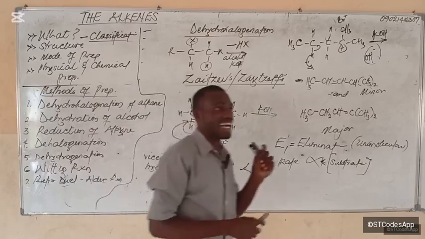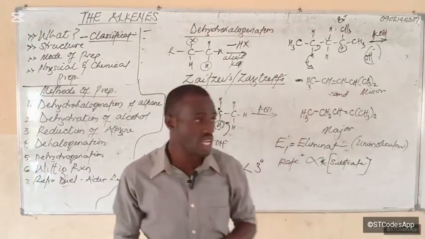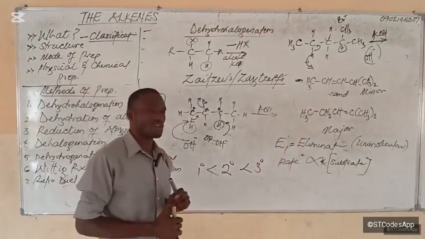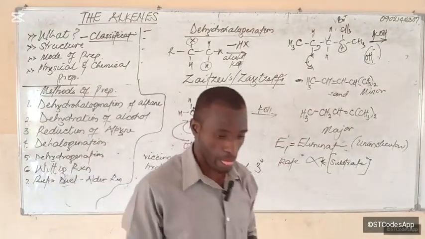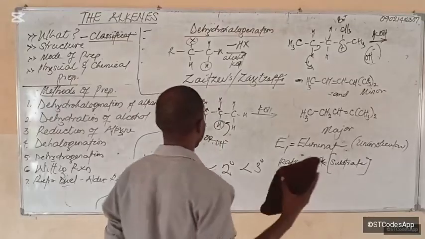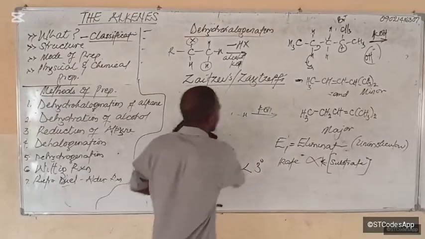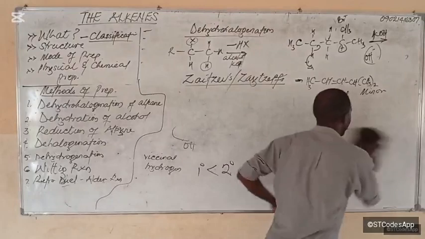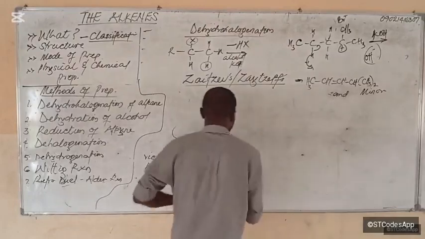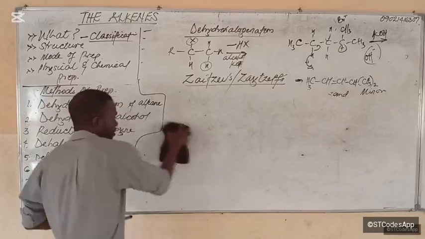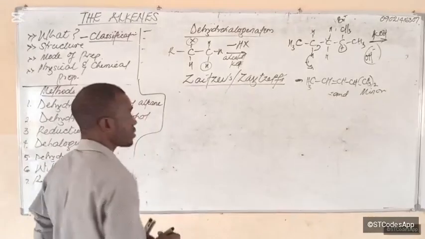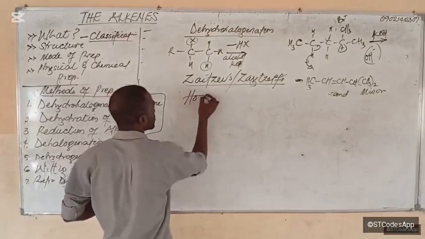Now, there is an anti-Saytzeff rule. And what is an anti-Saytzeff rule? It's called the Hofmann's product. That's how you have to stay. Just stay and listen. You are going to understand everything by the grace of God. Just keep listening. Now, we have the Hofmann's product.